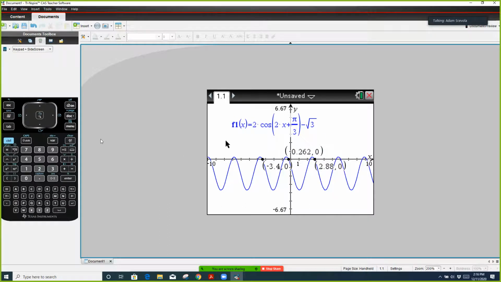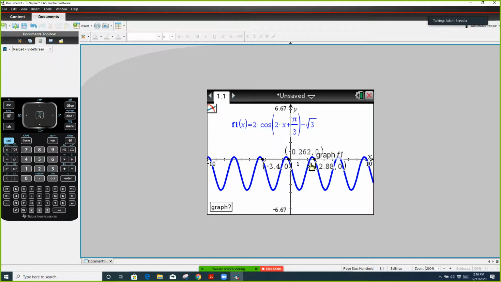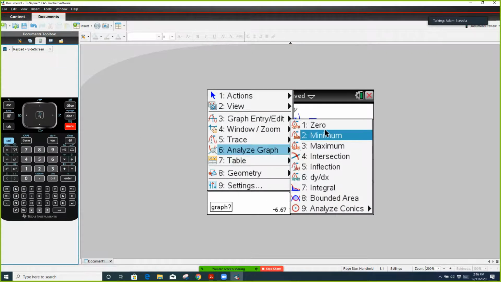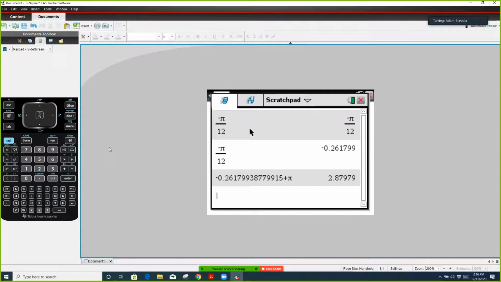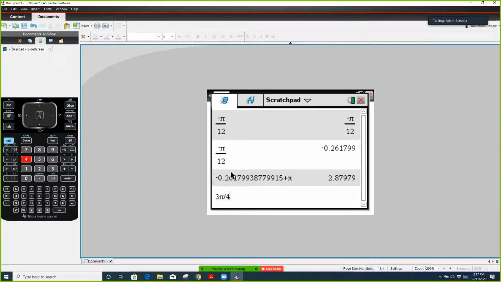And then the other answer that we got was 3 pi over 4 plus pi times k. So if I do analyze graph intersection, not intersection, because there's only one graph, I want to see where it intersects with the x-axis, which would be 0. I check out this point. It's 2.36, which is 3 pi over 4. And you can tell from the graph, it's going to repeat every period.